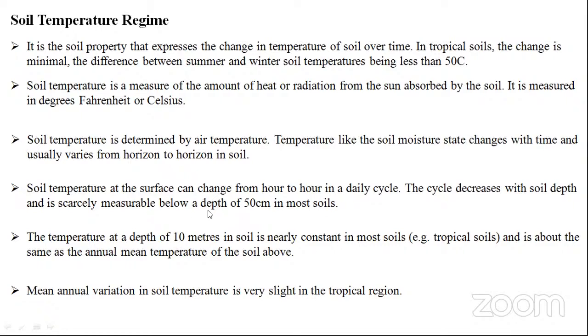For about 10 centimeters, if you measure, it will give the annual temperature. So the mean annual temperature and soil temperature differ only slightly in the tropical regions. Mostly in tropical regions, the change in mean annual temperature is very small. This is the introduction about the temperature.